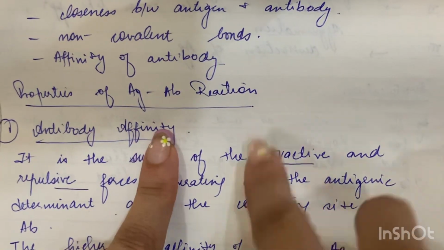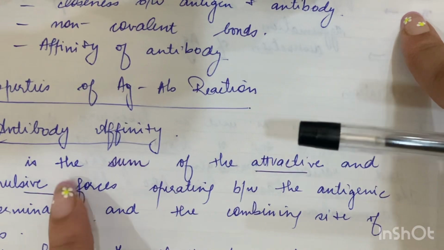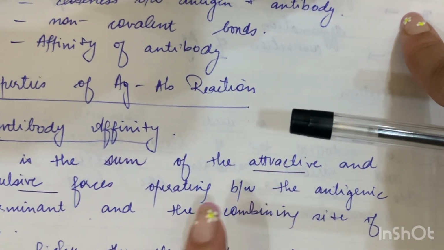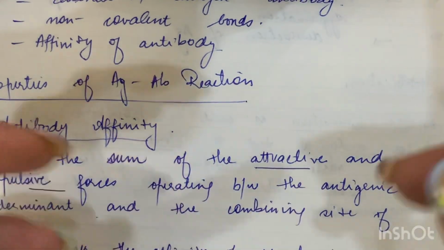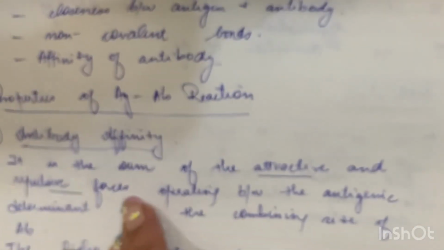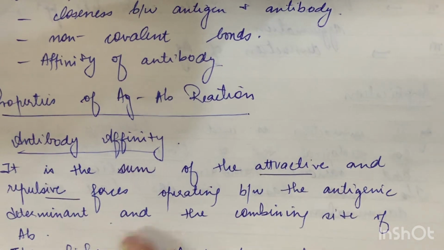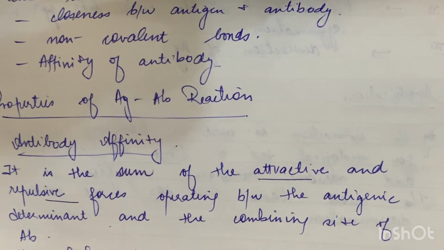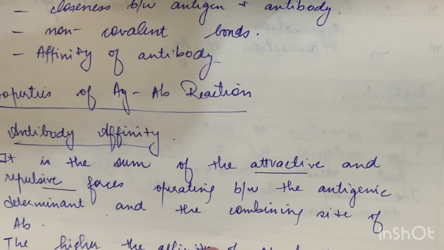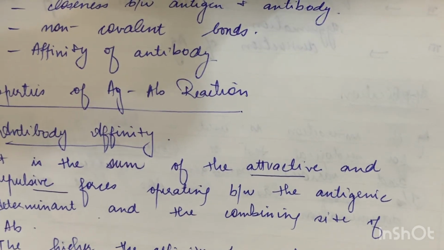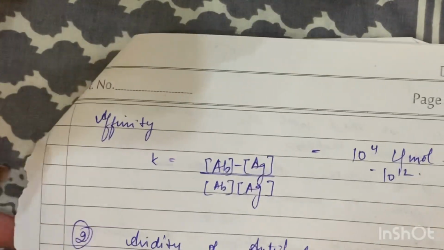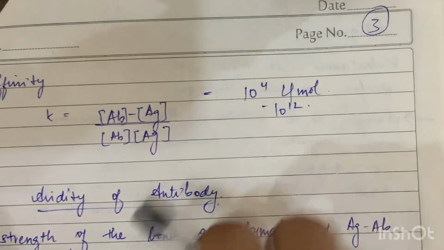That is, the first one is antibody affinity. What does this mean? It is the sum of the attractive and repulsive force. That means for antigen and antibody to come together and to get repelled, the force operating between the antigenic determinant and the combining site of antibody. The higher the affinity of the antibody for antigen, the more stable will be the interaction. This is the equation which I have given.